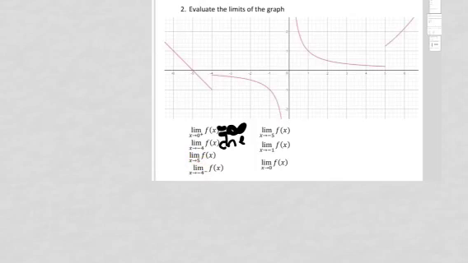Okay, the limit as x approaches 5 now. Same situation, we're approaching two different values as we approach 5 from two different sides, so this also does not exist.